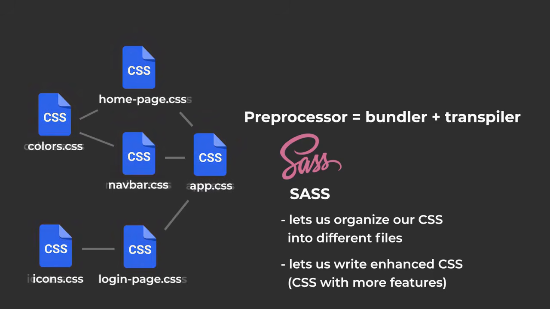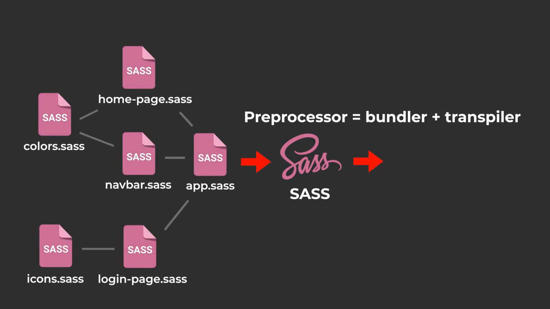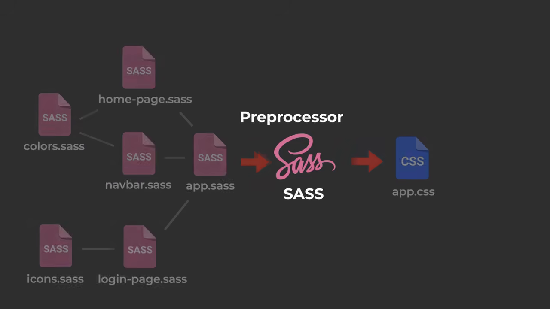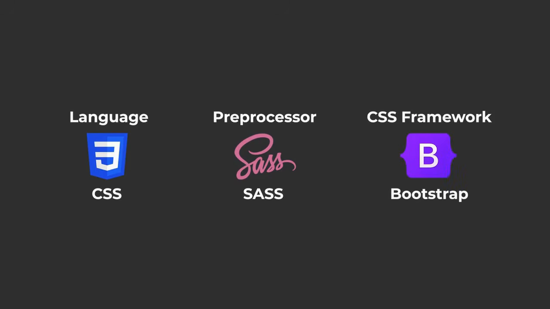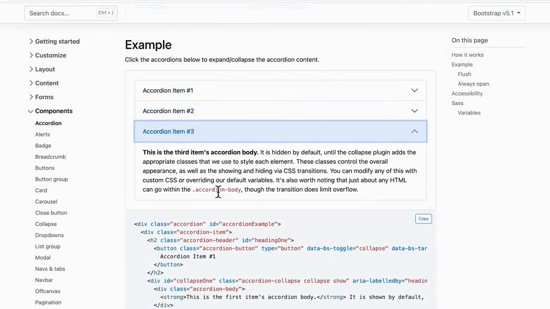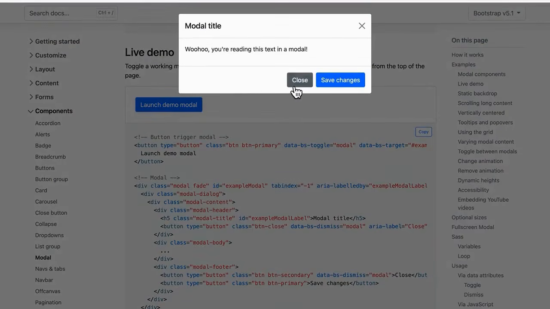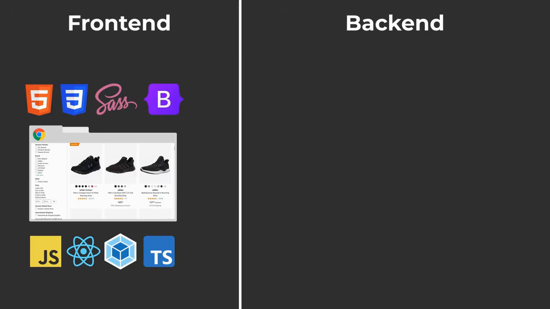It lets us organize our CSS into different files and write enhanced CSS, and then it will bundle all those files together into one file and transform the enhanced CSS back into normal CSS. So you can think of it sort of like a bundler and a transpiler combined. Once we had CSS preprocessors, developers started to create CSS frameworks, the most popular one being Bootstrap. CSS frameworks are basically a whole bunch of CSS code that helps us solve common problems. So using a framework like Bootstrap saves us a lot of time.